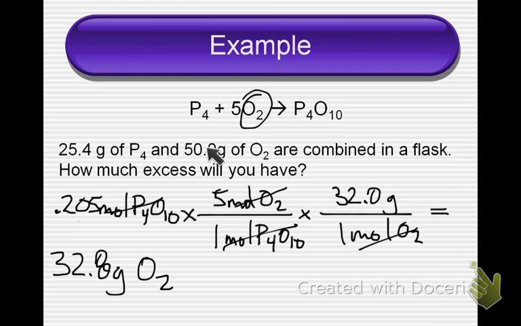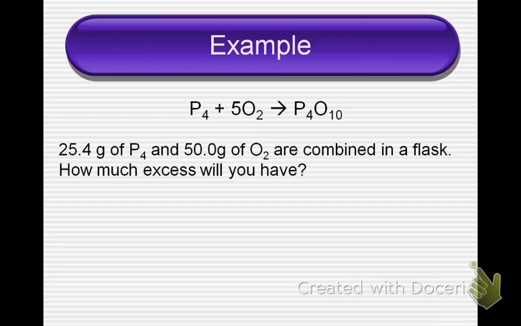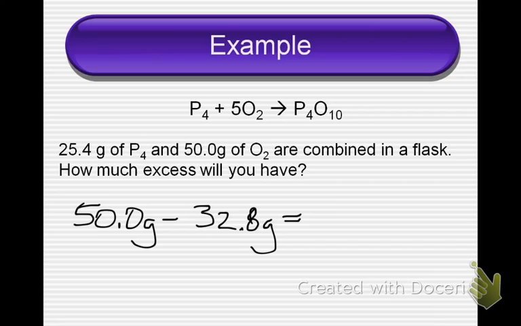So we had 50. This is what we threw inside of our flask when the reaction started, but we only used up 32.8 to produce this many moles of P4O10. So then how much will we have left over? So if we started with 50 grams and we used up 32.8 grams, that means in the end we would have 17.2 grams of excess O2. So yeah, 17.2 grams of oxygen left over.